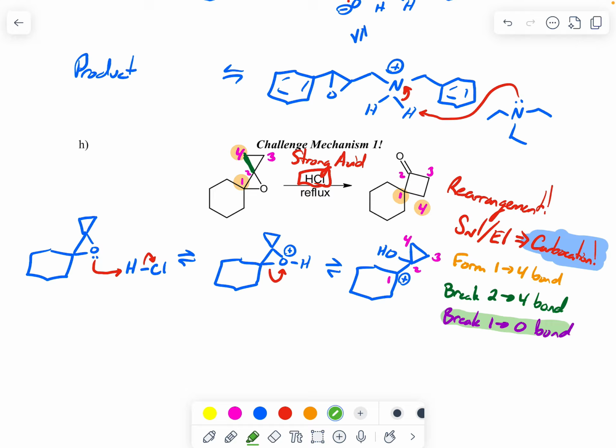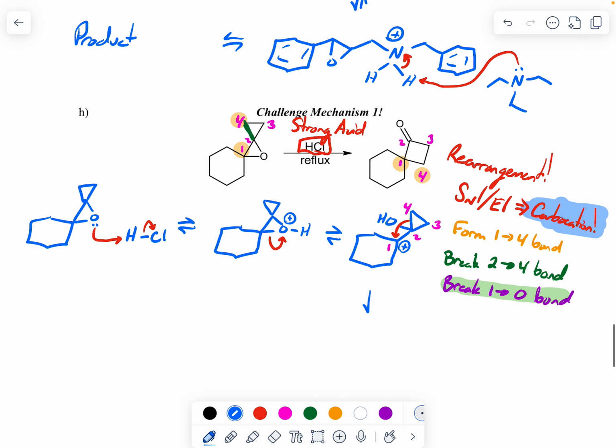Now we need to break the 2,4 bond and form the 1,4 bond. The good news is this can be done in a single step, because by drawing some arrows starting here and ending here, we can utilize the electrons from the 2,4 bond to make the 1,4 bond, which will break and form those 2 bonds concurrently.